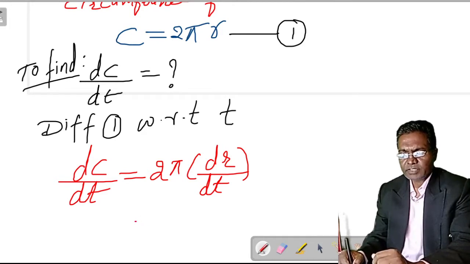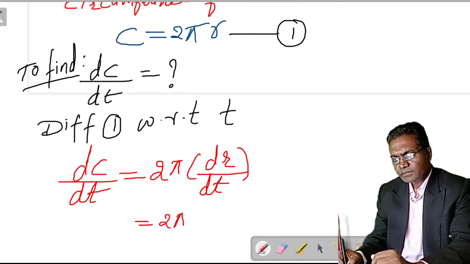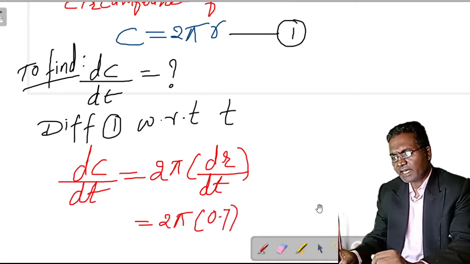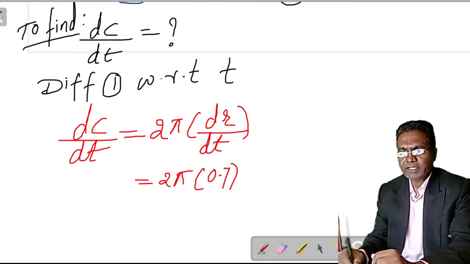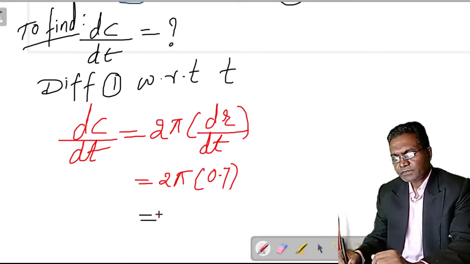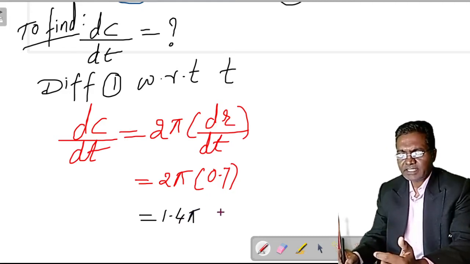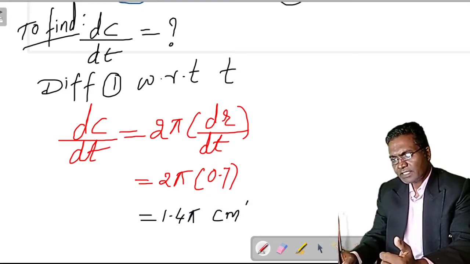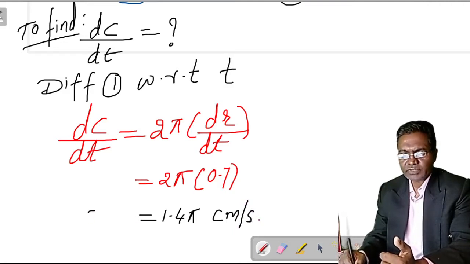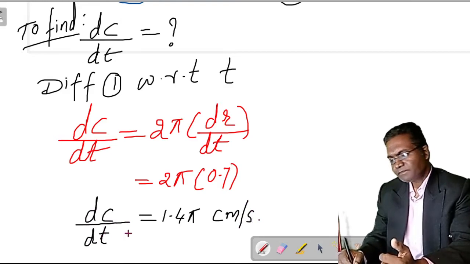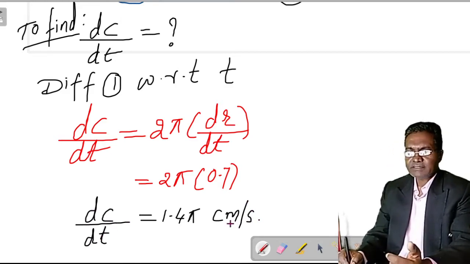Okay. So substitute your dr by dt as 0.7. You are given the radius is increasing at the rate of 0.7. So substitute and calculate this. 2 into 0.7 is 1.4 pi, and c is a length. Circumference itself means length. Its unit is centimeter, so you can write centimeter per second. So circumference is increasing at the rate of 1.4 pi centimeter per second.